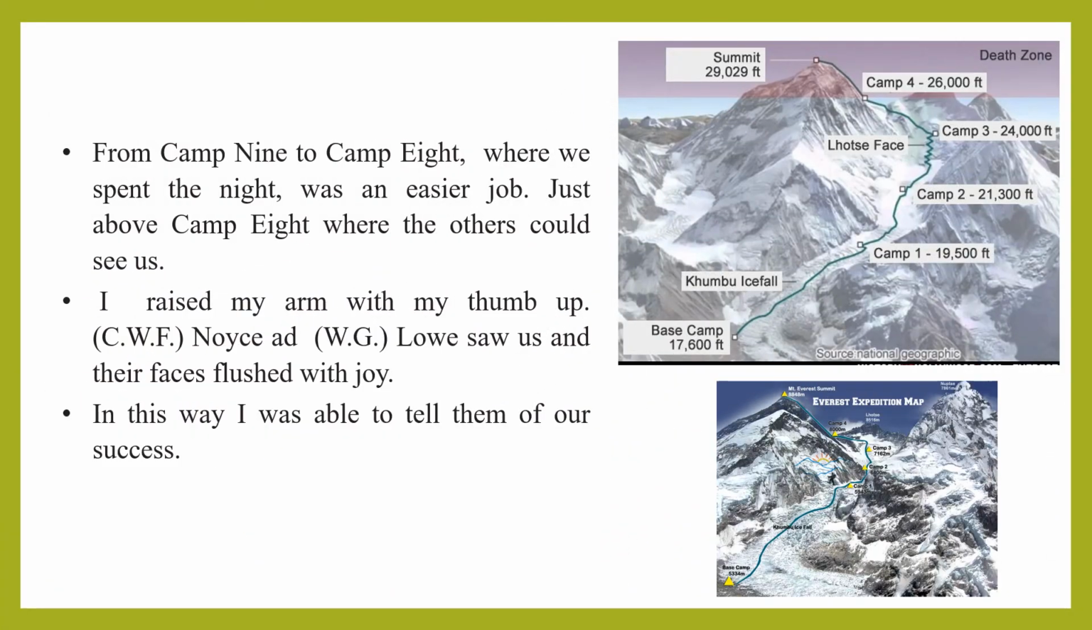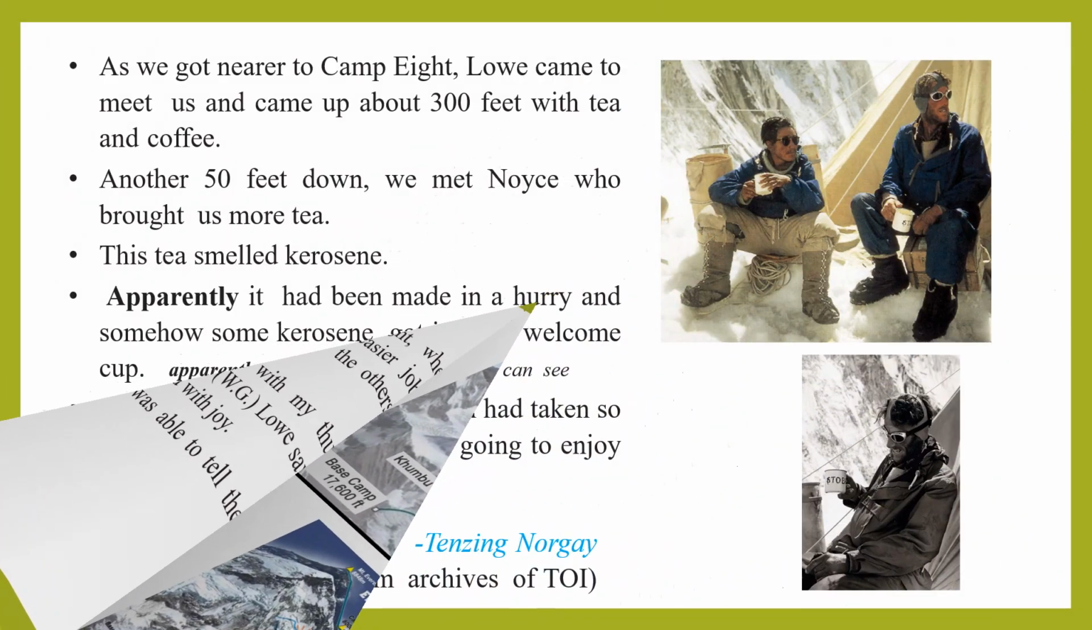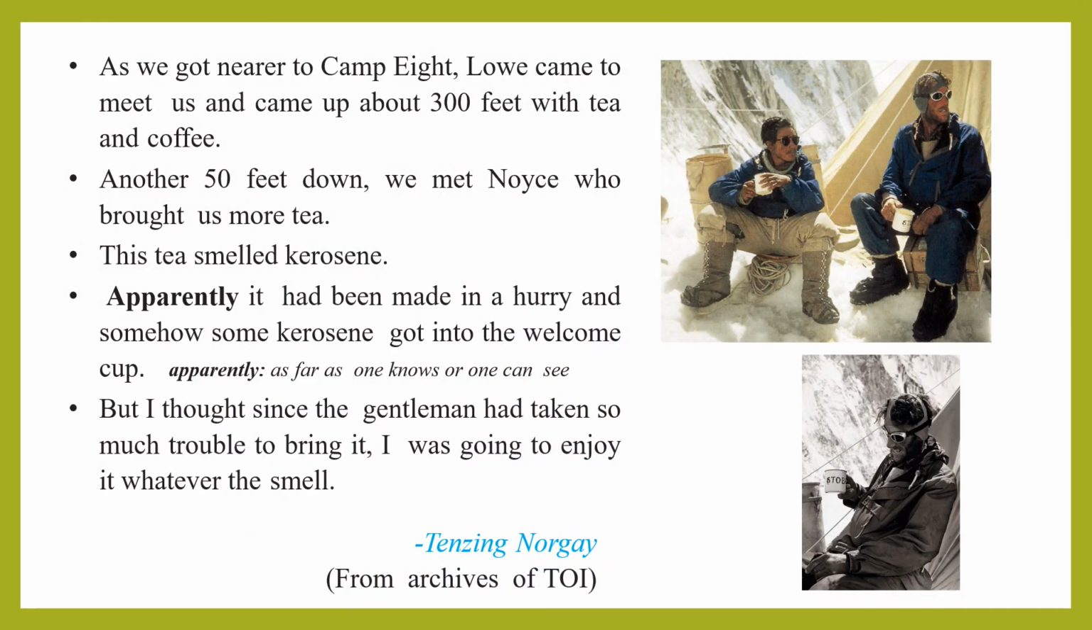From Camp 9 they had come to Camp 8, where they had spent the night, and also others were able to see them. Tenzing raised his arms and showed them thumbs up to tell them of their success. Lowe saw them and his face flushed with joy. As they came near to Camp 8, Lowe came up to meet them. This was about 300 feet up, and he had come along with tea and coffee. Further, as they went 50 feet down, they met Noyce, who had brought some more tea. The tea smelled of kerosene.